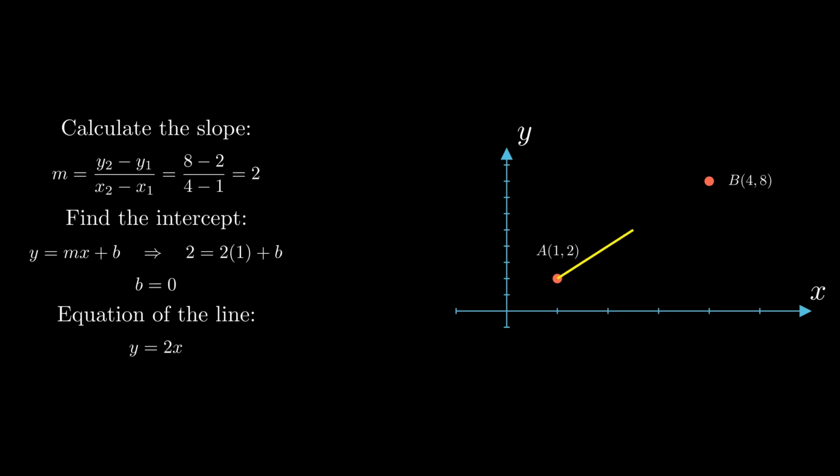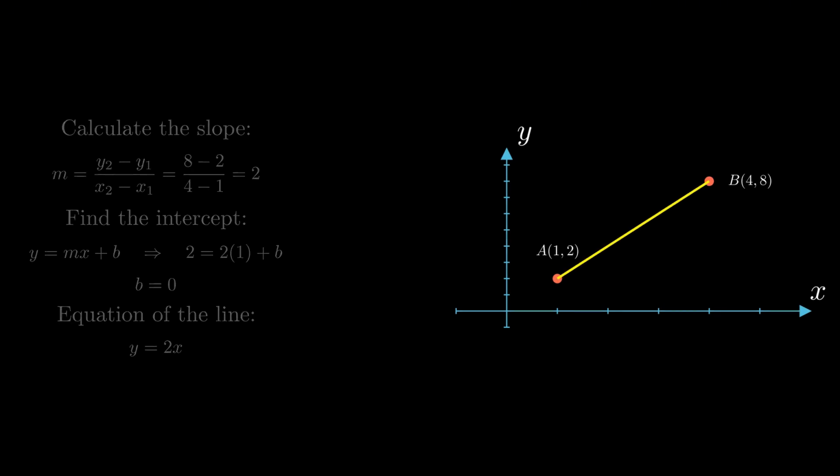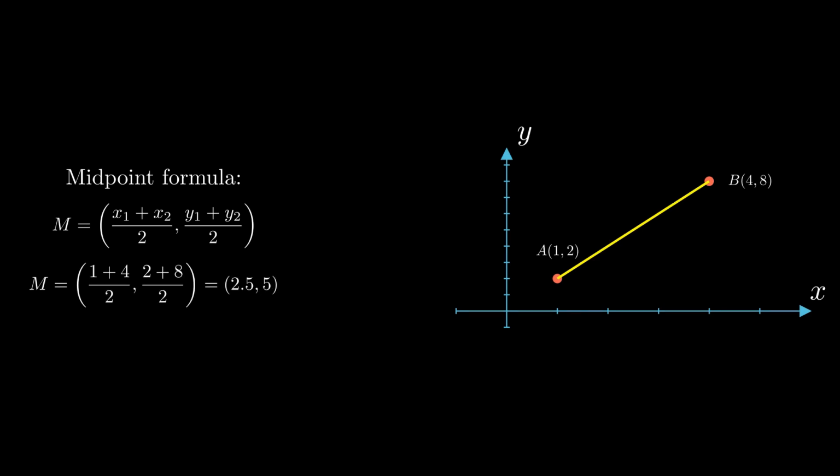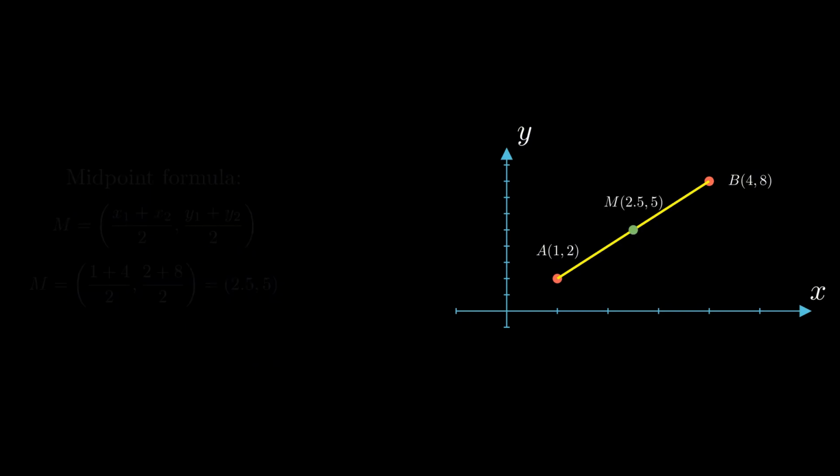Now, let's plot this line on the coordinate plane. Calculating the midpoint of segment AB. Using the midpoint formula. Substitute points A(1, 2) and B(4, 8). Simplifying, M equals (5 divided by 2, 10 divided by 2). M equals (2.5, 5). We now mark the midpoint M (2.5, 5) on the coordinate plane.